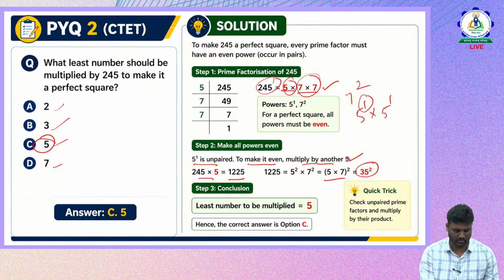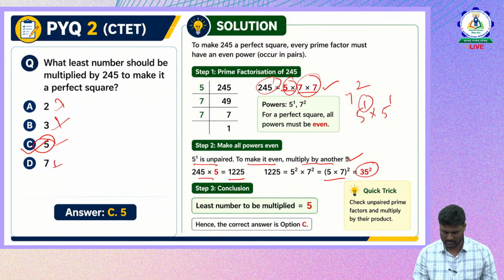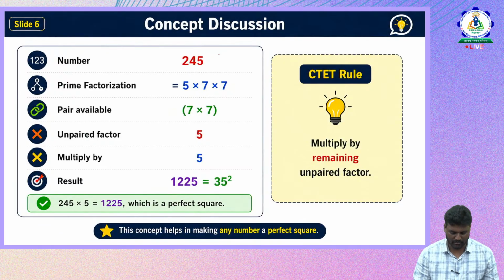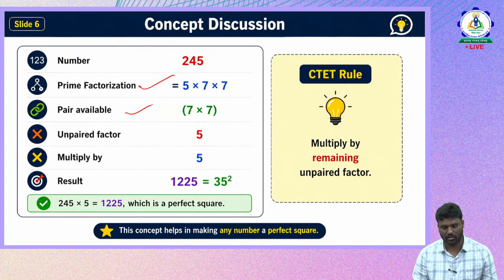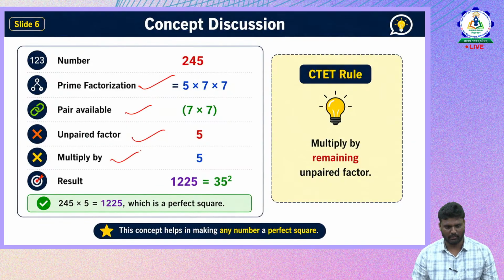Option C is the correct answer, and the other options are wrong. So this is one way of solving this question. What we have done here is check the number, identify the prime factorization, check whether pairs are available for the given factors, and then take the unpaired factor and multiply it with the given number, and we got the perfect square. So multiply the remaining unpaired factors in order to make it a perfect square.